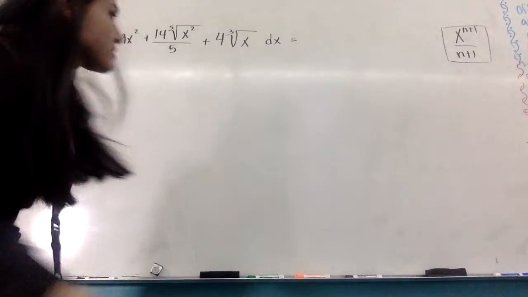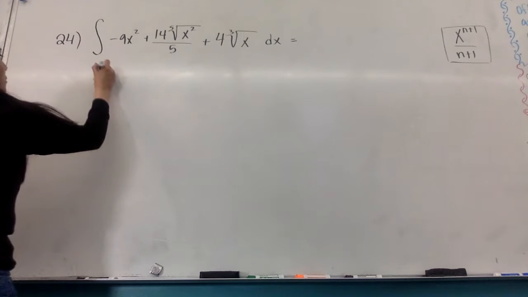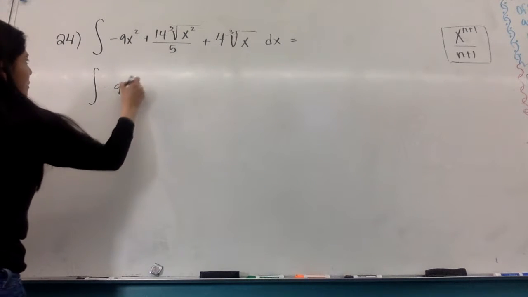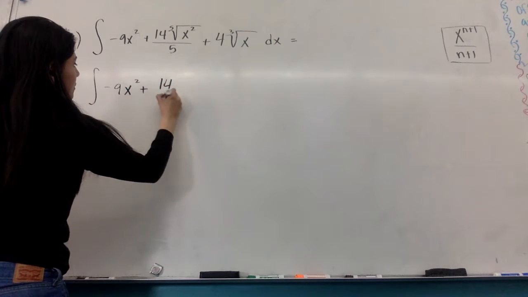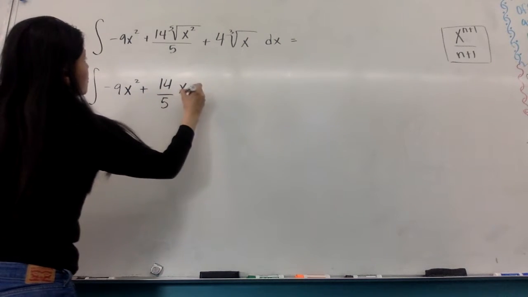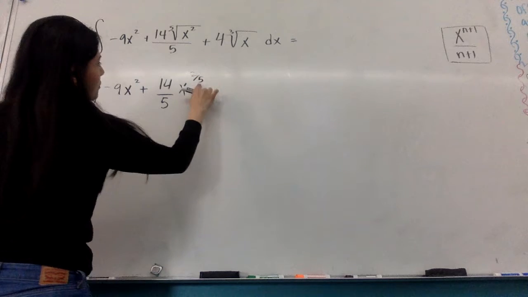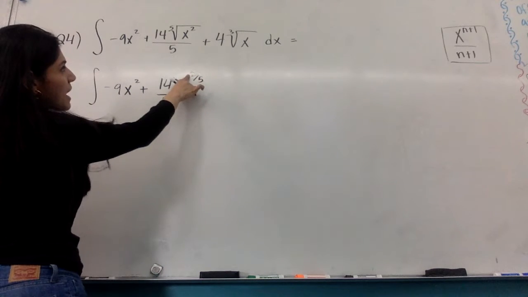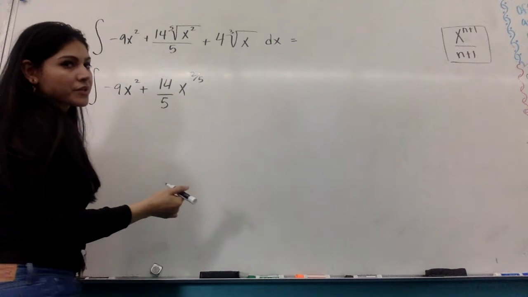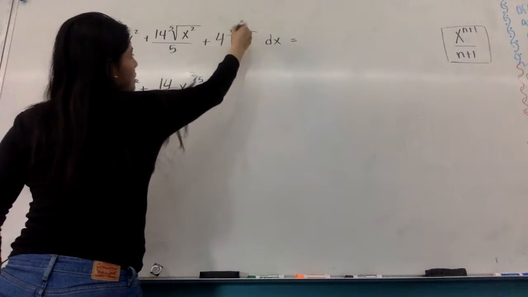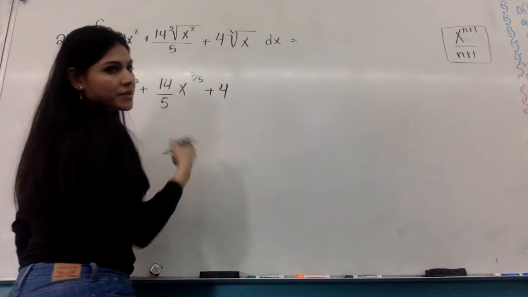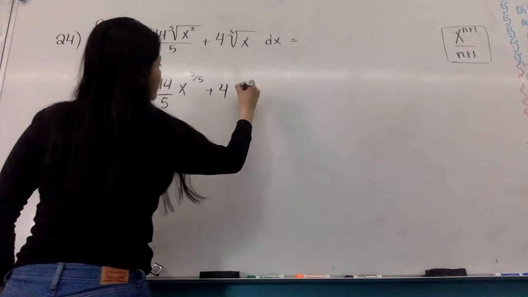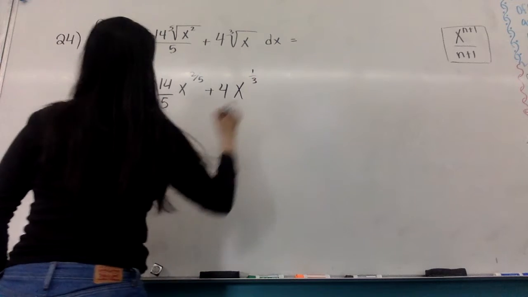So that's what I'm going to do next. What I'm doing right now is just rewriting those roots. This is going to be 14 over 5, x to the 2/5. Remember, root is denominator. The power right here becomes a numerator. All right, and then this one right here is going to be plus 4. Because there's no power, the numerator in this case is going to be 1. The 3 is going to go in the denominator position.